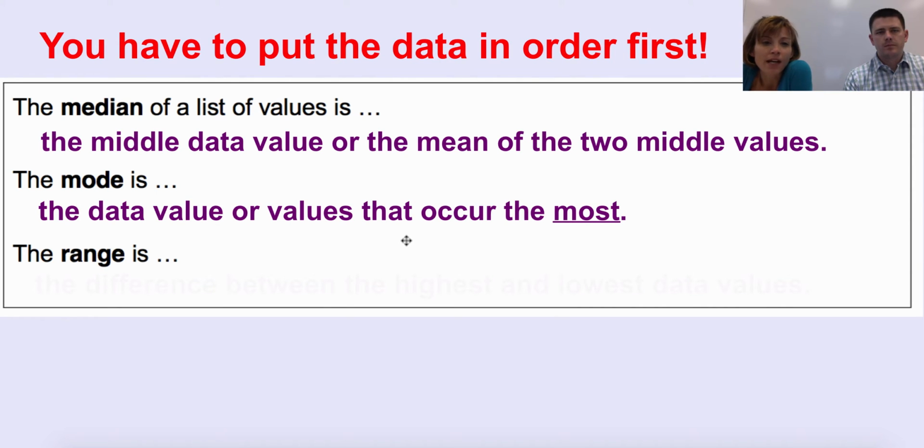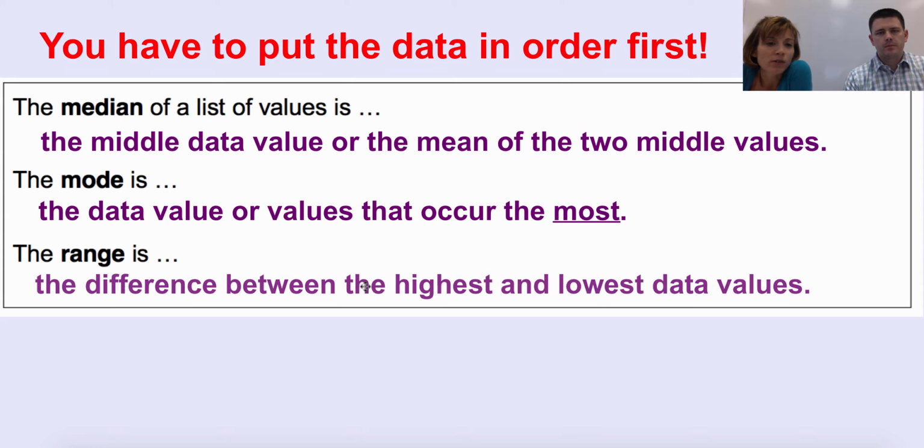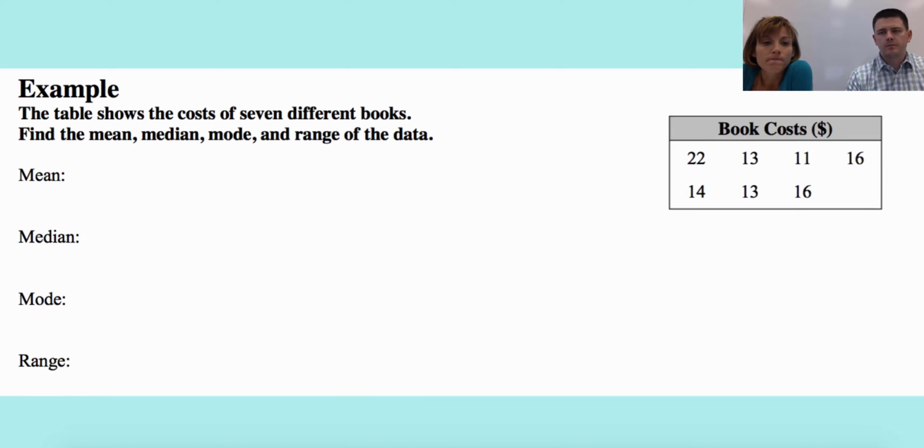So you remember that as the MO for mode is most similar to the MO in most. And then your elementary school teachers have taught you that the range is usually the high minus the low. That also could be the maximum minus the minimum, or the greatest value minus the least data value.